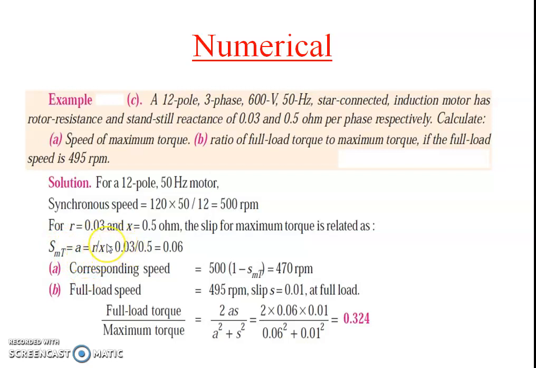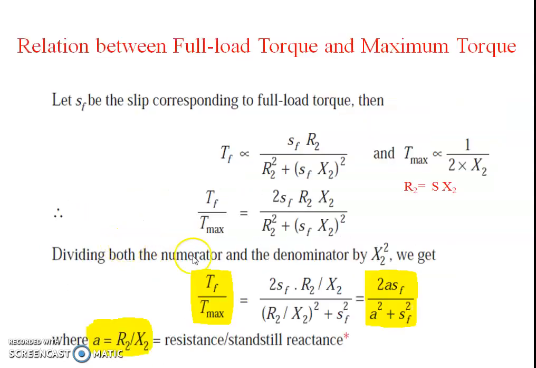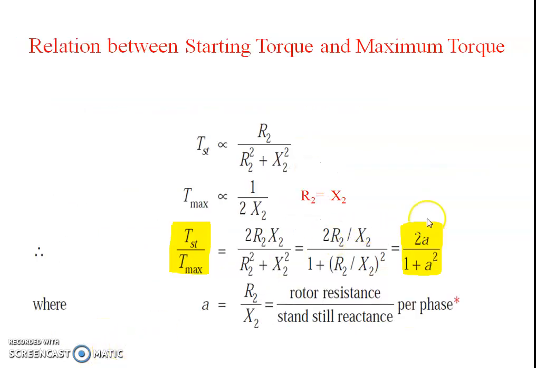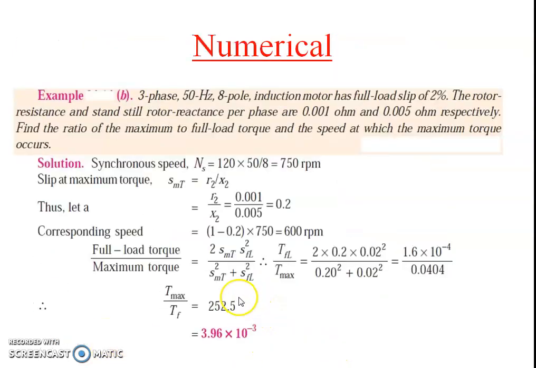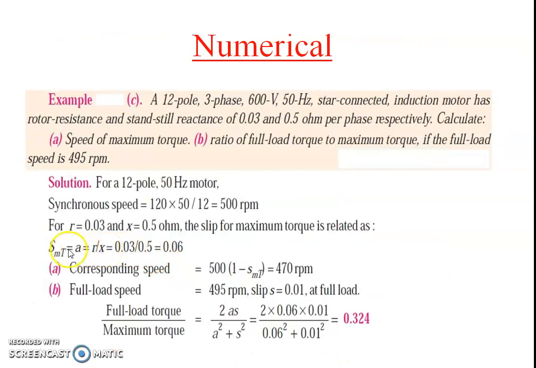Where did this formula come from? So we have taken this formula, where A equals R2 by X2, to find out this maximum slip. Okay, so S_MT equals A, that is R by X. So by using this we are getting 0.06. So as we know, for the corresponding speed we have to apply the slip at maximum torque, R2 by X2.